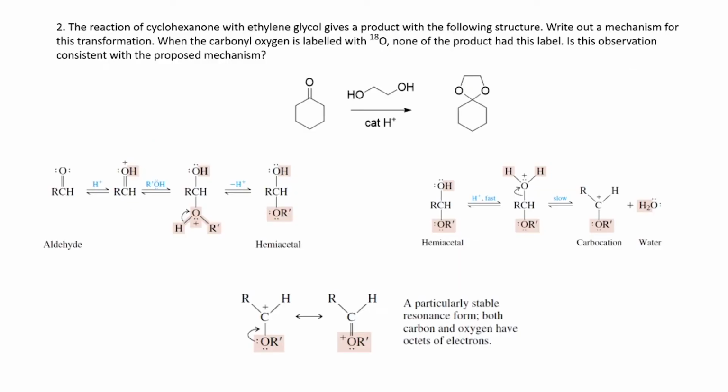Now let's move on to the next question, which is to propose a mechanism for the reaction of cyclohexanone with ethylene glycol, which gives you this cyclic acetal as the product.